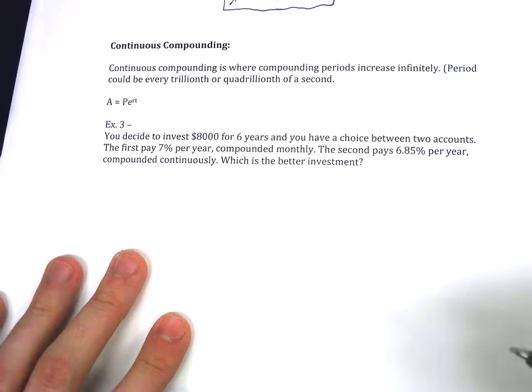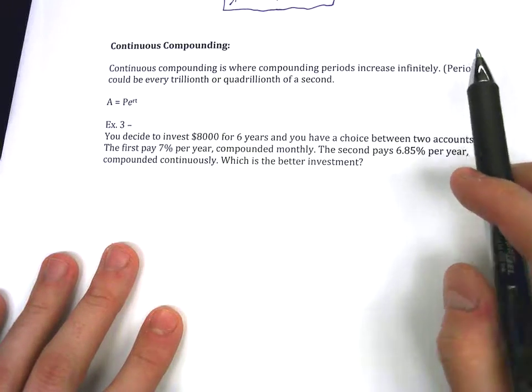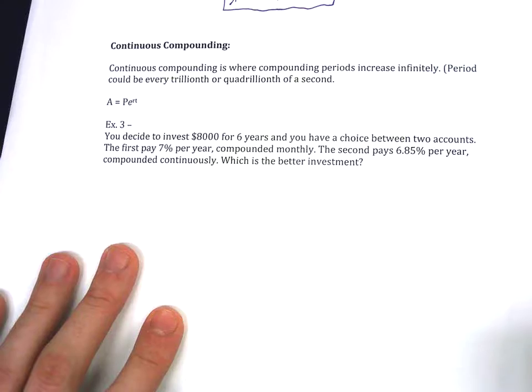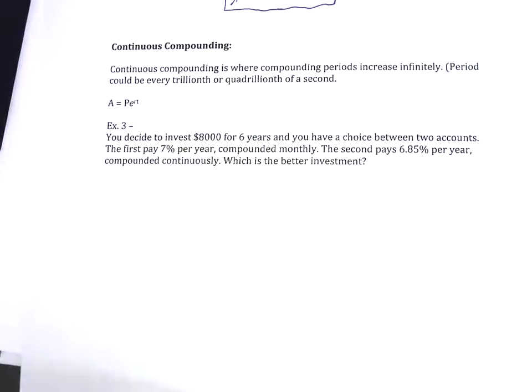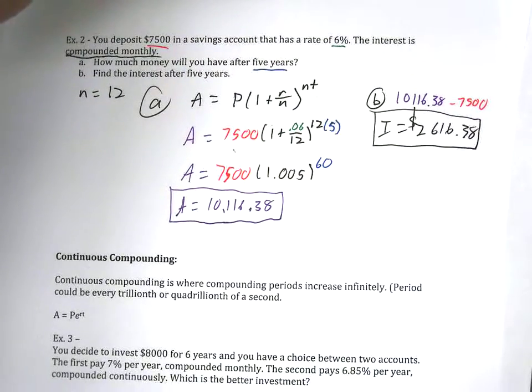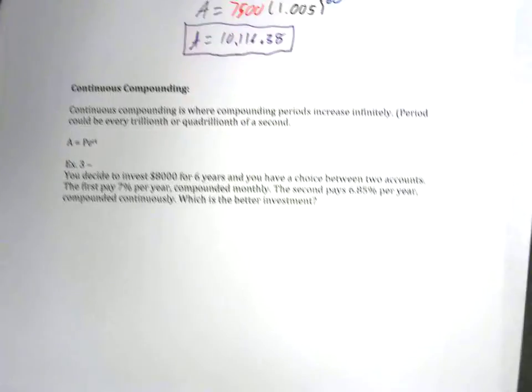And it says infinitely, but usually they're based on how often they can do the calculation. So for instance, the period could be every trillionth or even a quadrillionth of a second. So we're talking about millions, billions, trillions, quadrillions of times per year. Even way more than that. So when you think about that previous example where our n was 12, that's a pretty big difference.